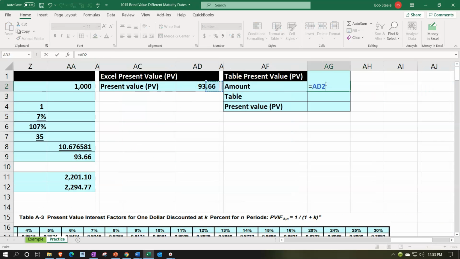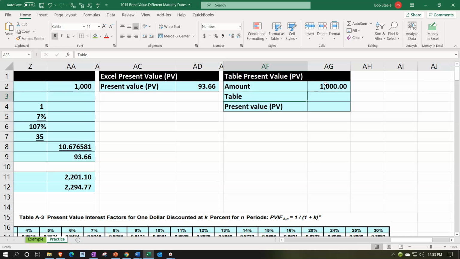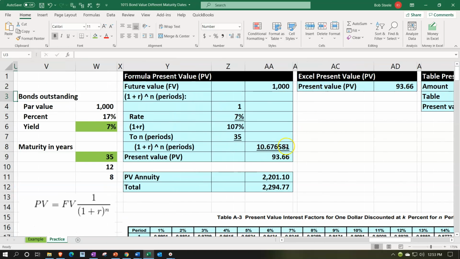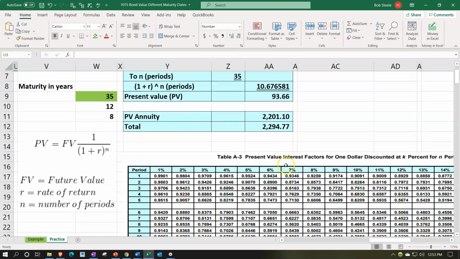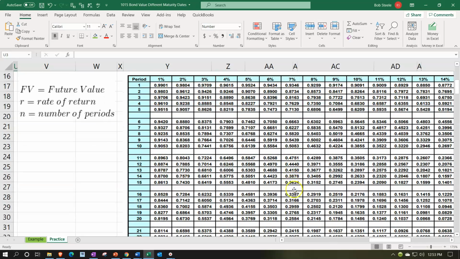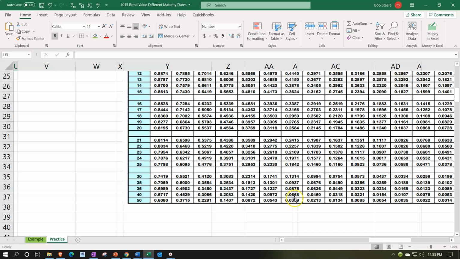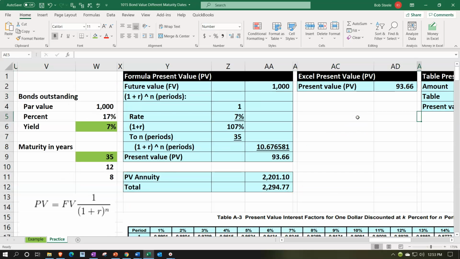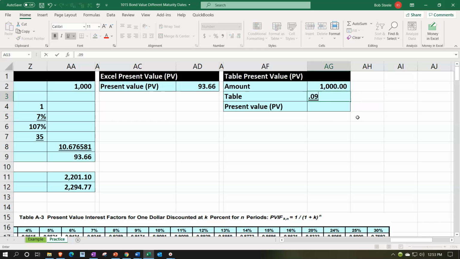Tables, and that's going to be the 1,000. Picking up the proper table, that's going to be the present value of 1, 7%, 35 periods, way down here. That's going to be the 0.0937. This equals the 1,000 times the 0.0937. And there we have it again, close, not exact, due to tables being rounded.